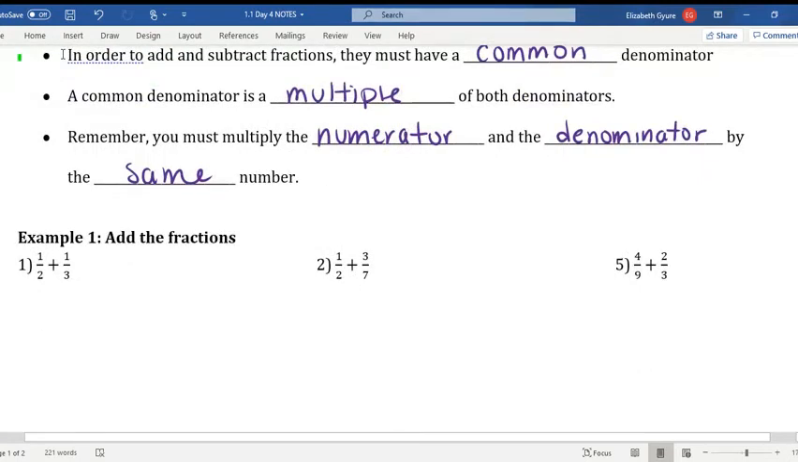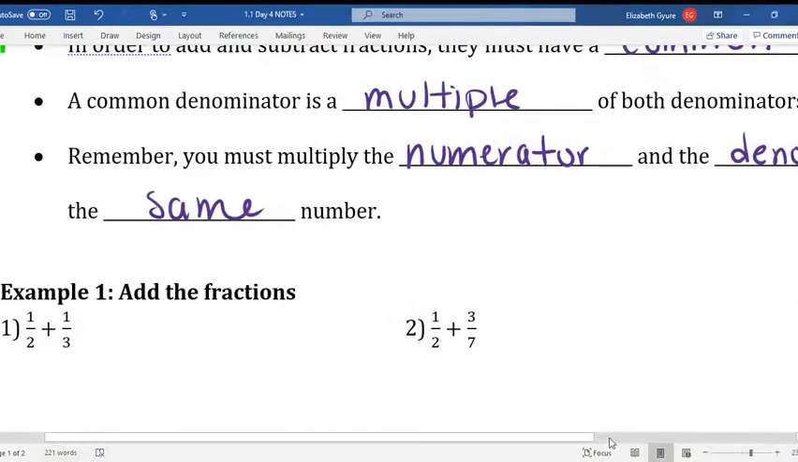So let's look at these three different examples of adding our fractions. Do any of these have common denominators? No. So we're going to have to rewrite some of these first. So let me zoom in a little bit. Yes, Aiden, that is correct. We could use that.